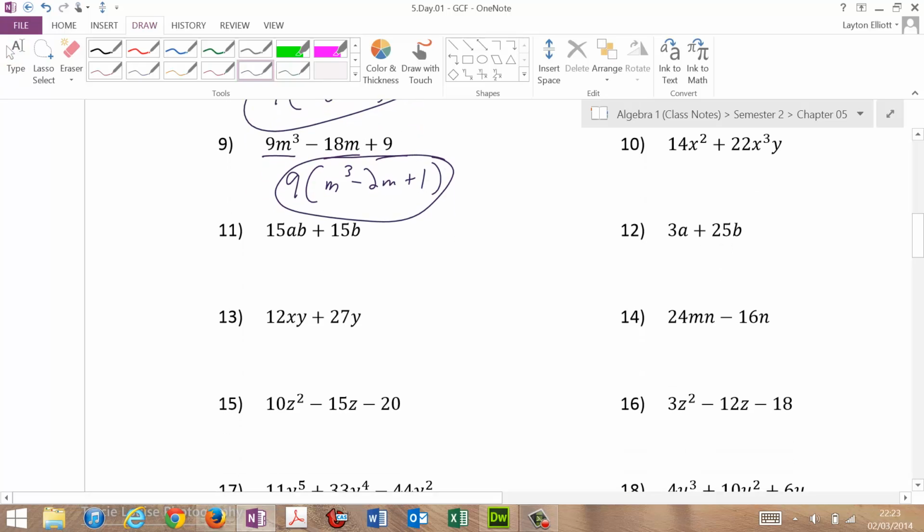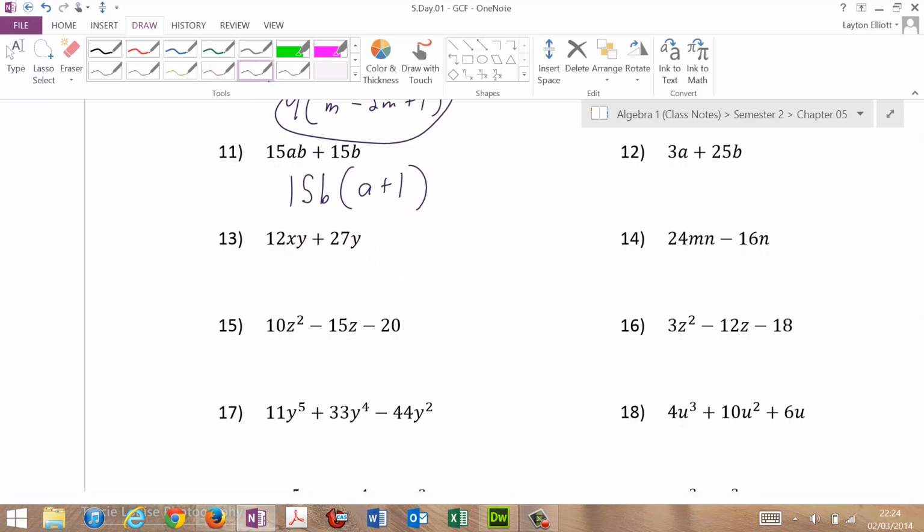Number 11, I can take out a 15, but I can also take out a b, because the largest power I have is b to the first power, so I just take out a b. And if I divide 15ab by 15b, I'm just left with an a. And if I divide it right over here, I'm left with a 1, so plus 1. Again, if I were to multiply it back in, would I get the original thing again? And I would.